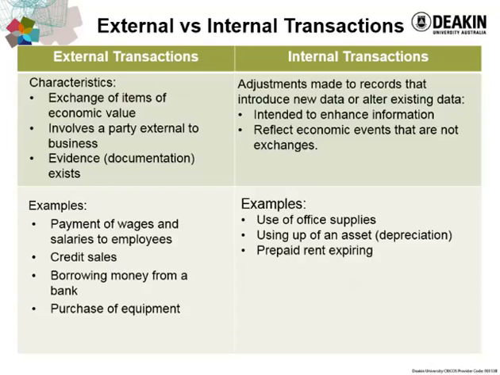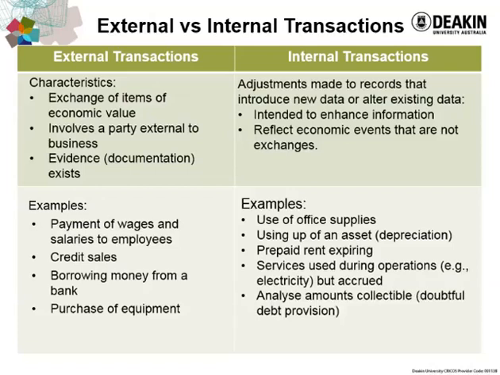The third example is adjusting for prepaid rent because we have consumed the asset for months. Next, services are used but we have not paid for those services. This can be accrued electricity or accrued utilities, for example. Another example, we may need to also recognize doubtful debt expense even though our customers have not defaulted. It is always good to give an idea of how much receivables can be collected. All these internal transactions require us to do adjusting entries.